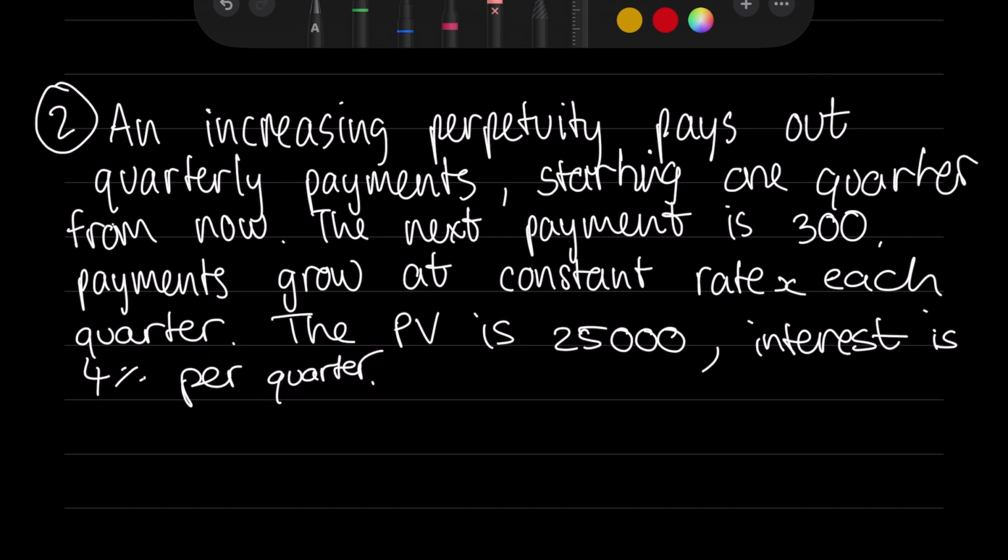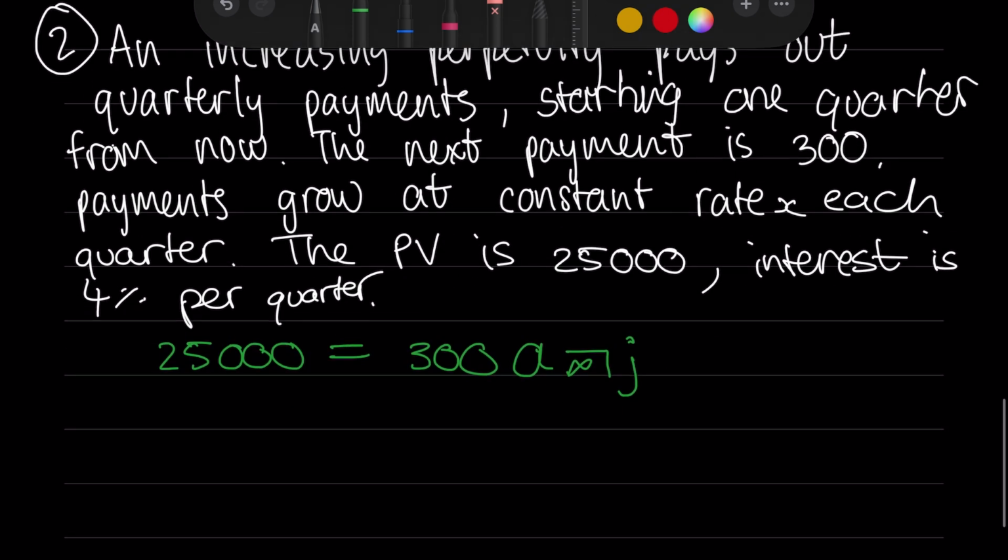So how are we going to start this? We've got the present value of 25,000. This isn't deferred like the first question. The payments are 300, but they're increasing. Remember, with increasing annuities, we treat it as a level annuity with interest rate J, which is the interest rate that accounts for growth. So n goes to infinity with J. And we just spoke about what perpetuity is, so this is going to be equal to 300 times 1 over J.